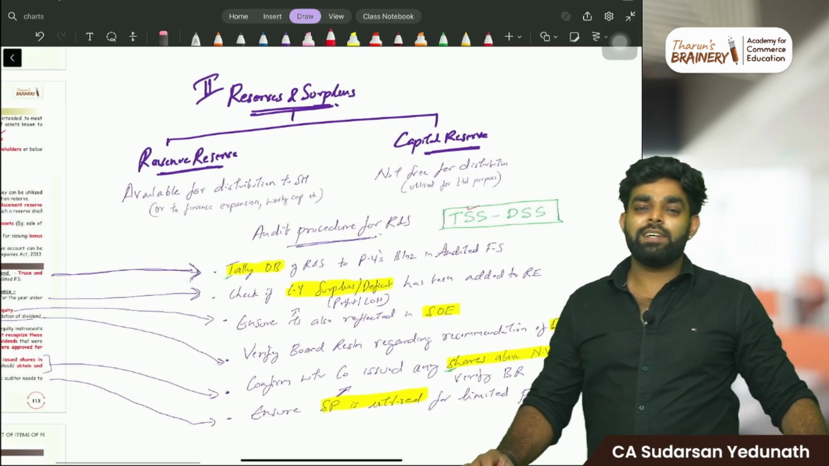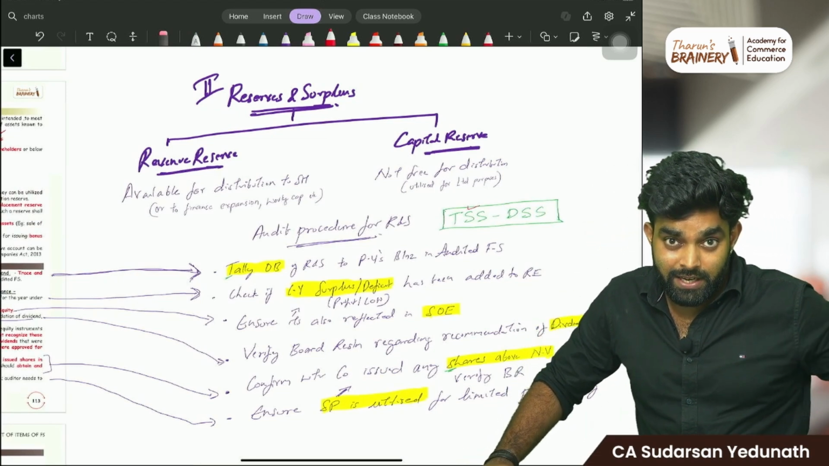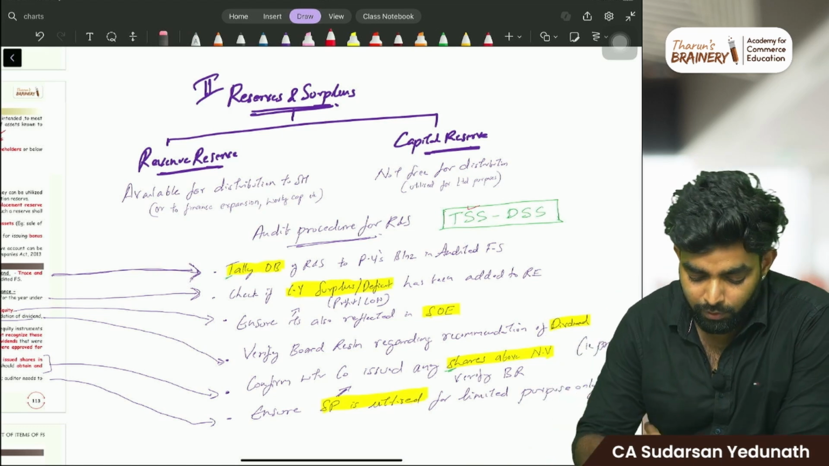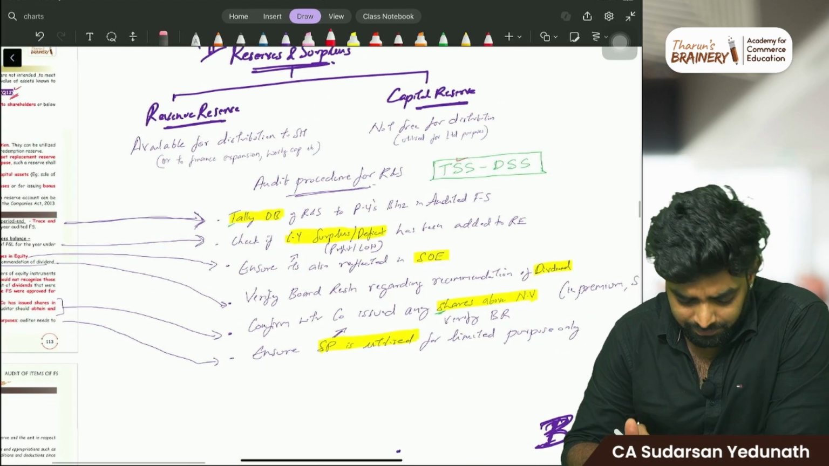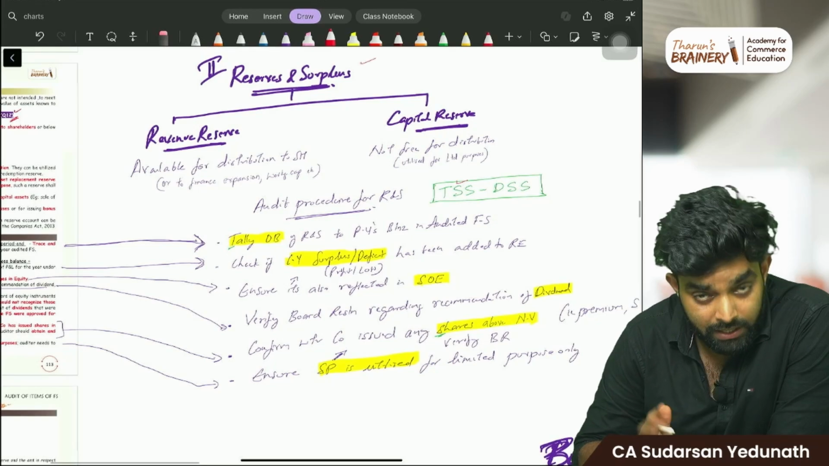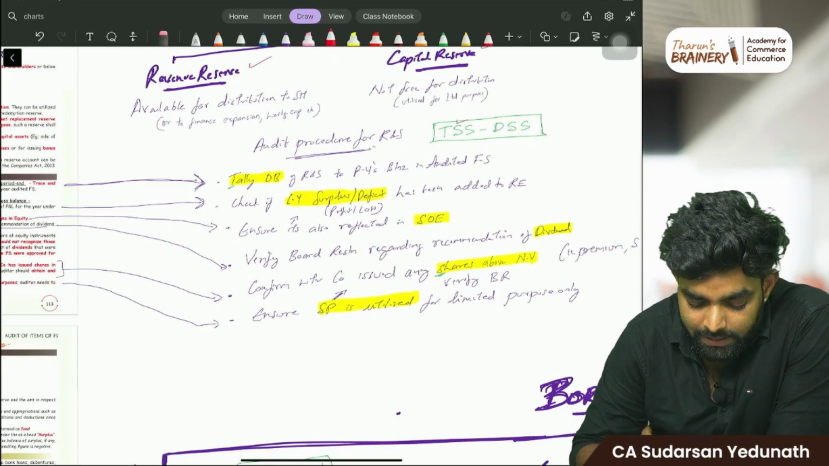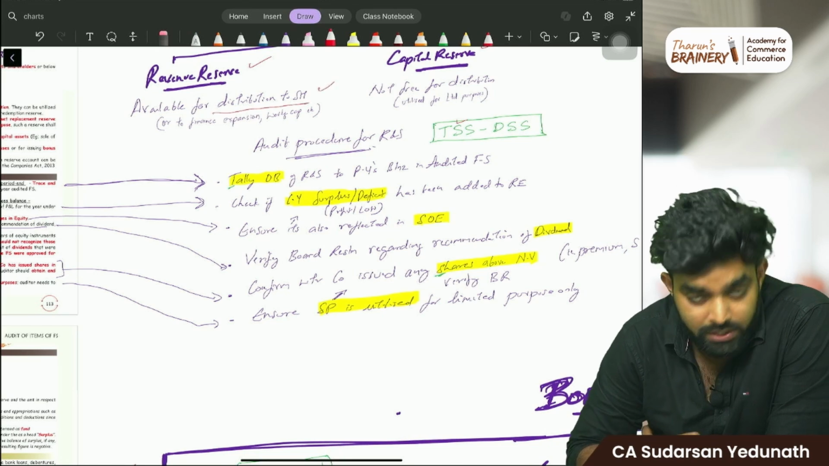So reserves and surplus. As an auditor, how will you verify the reserves and surplus? Before that, first understand, it's very simple. First understand reserves and surplus. There are two types of reserves: revenue reserve and capital reserve. Revenue reserve means reserves that are available for distribution to shareholders.